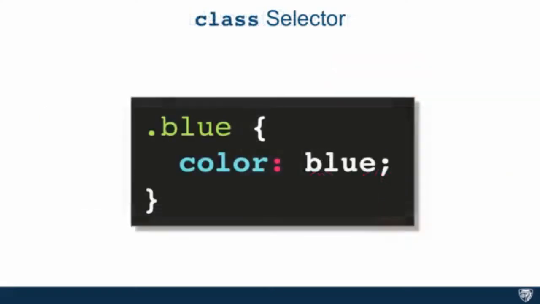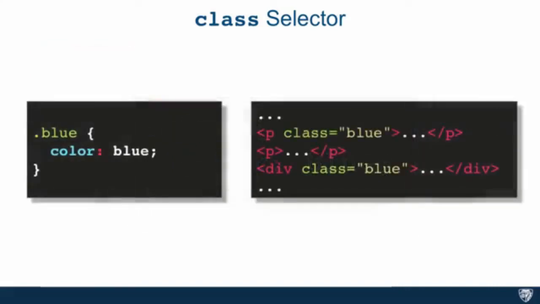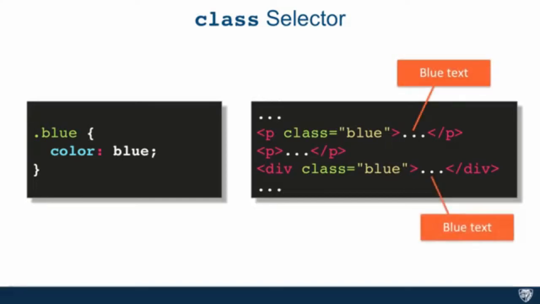Next is the class selector, and the class selector is specified with a dot and the name of the class. In this case, again, we're creating a blue class, a blue CSS class that will color whatever it targets with the color blue. The class selector does require a little bit of a change to your HTML document in that each element that you want that class applied to has to have an attribute class equal to the class name. So in this case, we have a P, the paragraph tag, and the div tag both have the attribute class equals blue, and therefore their text content will be colored blue.